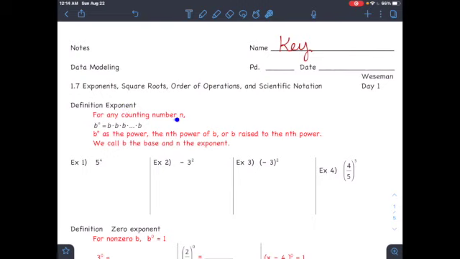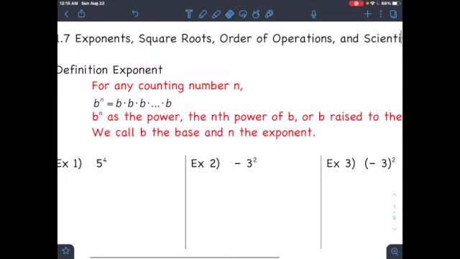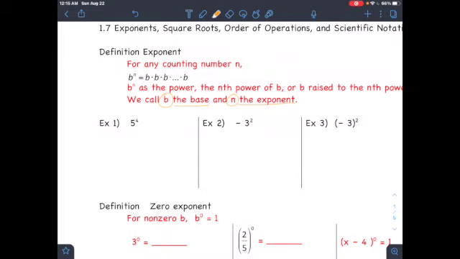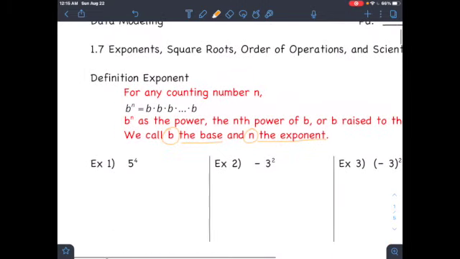For any counting number n, that is, any positive number n, b to the nth power equals however many b there are. B to the n as the power means the nth power of b, or b raised to the nth power. Either one will be b to the nth power. B is the base and n is the exponent. B is the bottom, so therefore it's the base, and n is the little number, which is the exponent.